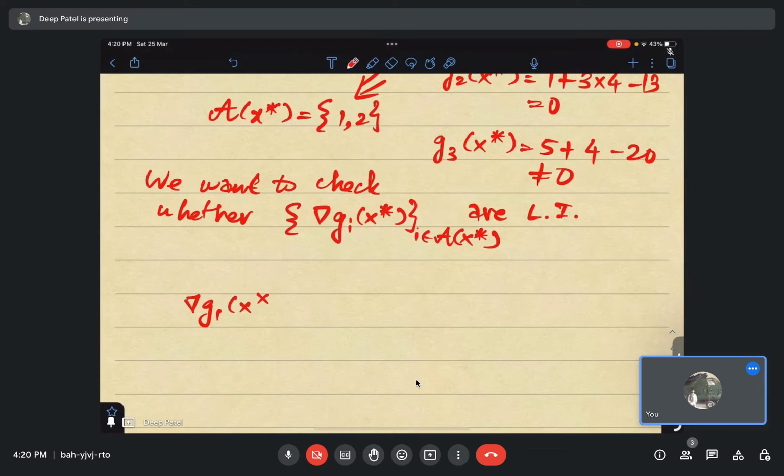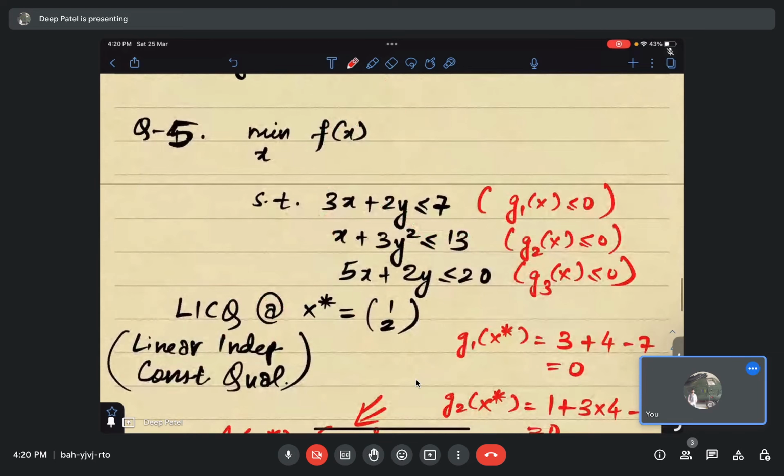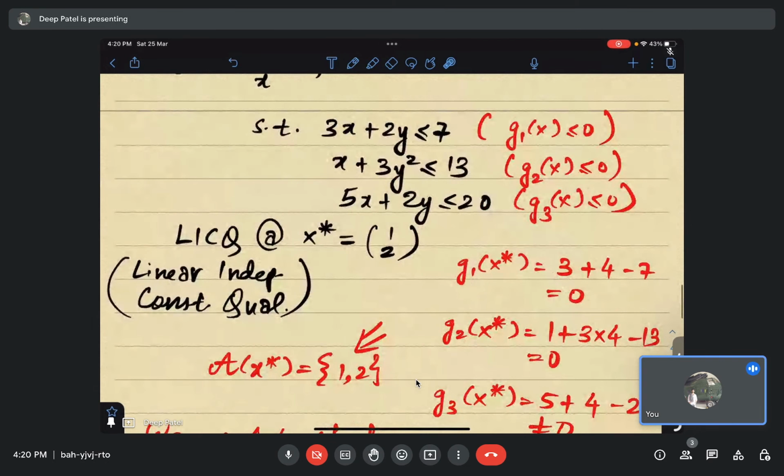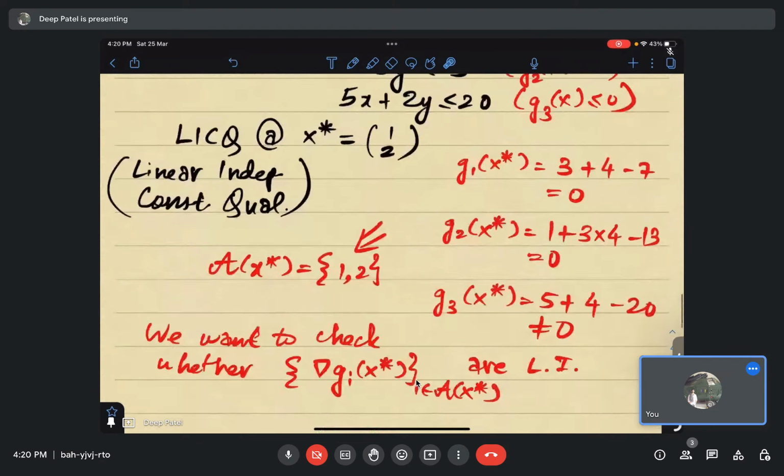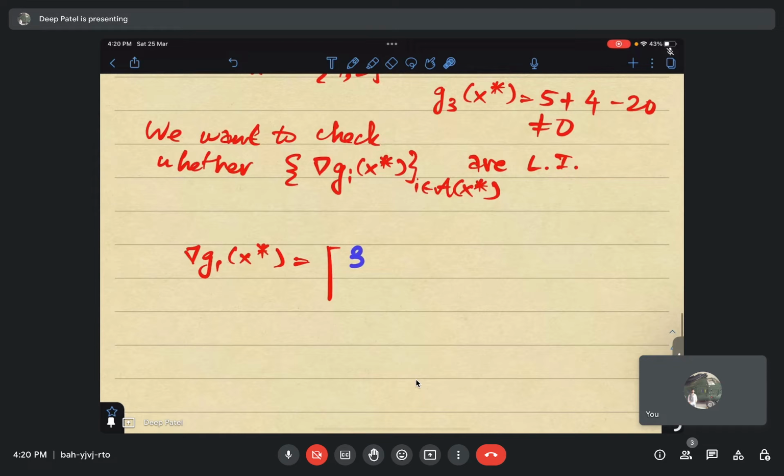So the G1 and G2, these are the constraints we are interested in. So this is our G1, 3x plus 2y minus 7. So what will be the gradient vector? 3 comma 2, right? It's a constant gradient vector, since it's a linear function. 3, 2.